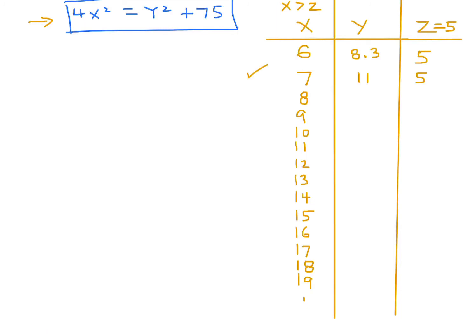So if you do this, you'll find that you don't get integer values for 8, 9, 10, 11, 12, 13, 14, 15, 16, 17, 18. Finally, you get an integer value of 37 when x is 19. And of course, z is 5 for all of them. So this is the only one.